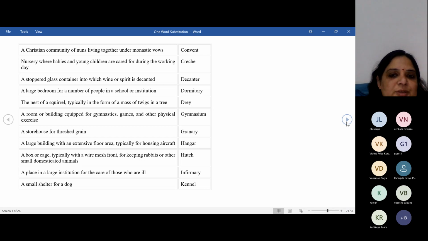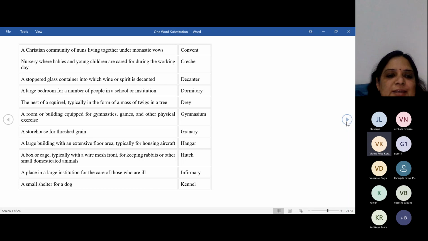Yeah, it's actually gymnasium. A storehouse of fresh filled, where you keep grains, is called a? Granary. A large building with an extensive floor area, typically for housing aircrafts. Hangar. It's a hangar. Where a bus depot is a place where the buses are resting. Bus depot. The hangar is where the aircrafts are kept.